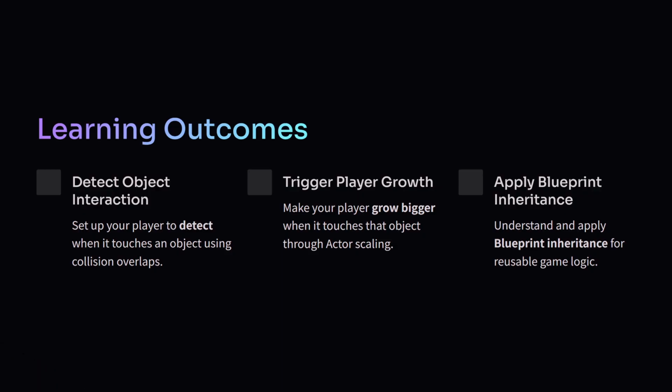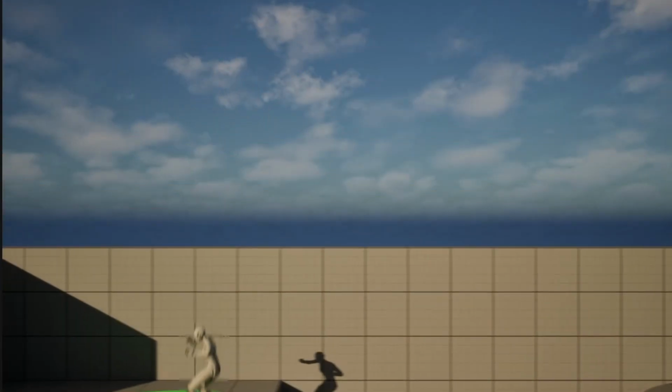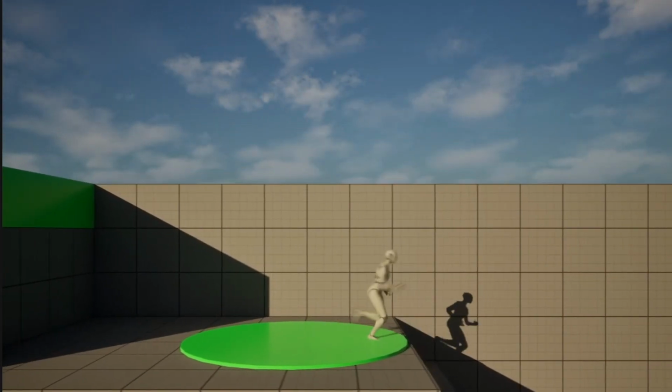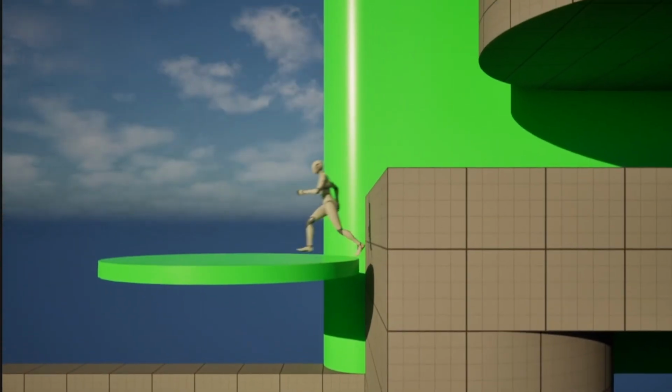By the end of this lesson, you'll be able to set up your player to detect when it touches an object using collision overlaps, make your player grow bigger when it touches that object through actor scaling, and understand and apply Blueprint inheritance for reusable game logic. You'll start with the provided side-scroller template, then add a glowing object. When your player overlaps it, your character will grow, just like in the classic platformers.